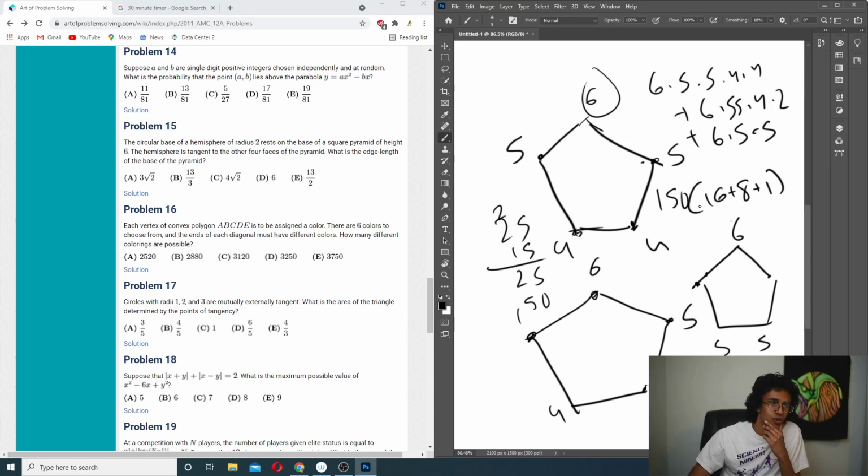Wait, am I trolling? So essentially, this is if they're both different from this guy, right? Then this guy has four options, and this guy has four options, right? Oh, wait, what? Yeah, that's true. Okay, and then in this case, this guy and this guy are the same, and then this guy and this guy are different, right? So then there's four here, there's five there, and then you multiply by two because you can flip it around.